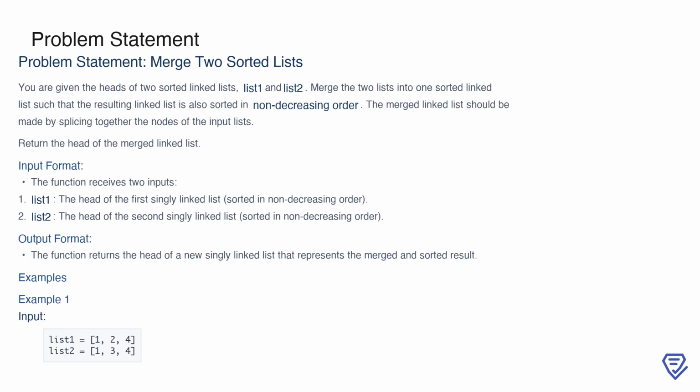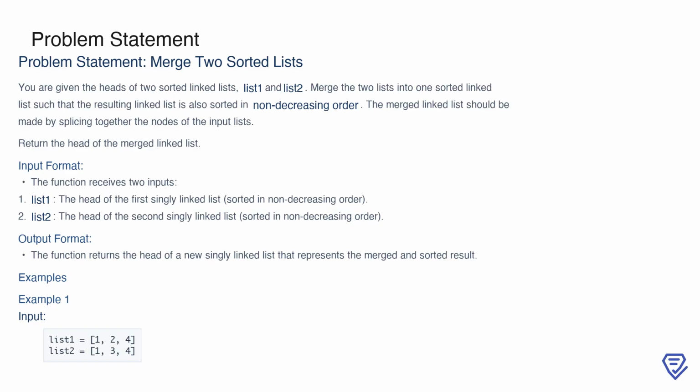In this problem, you are given the heads of two singly linked lists, named list1 and list2. Both of these lists are already sorted in non-decreasing order. The goal is to merge these two lists into a single linked list that is also sorted in non-decreasing order. The merging process involves splicing together the nodes of the two input lists, rather than creating new nodes. Once the lists are merged, the function should return the head of this new sorted linked list.